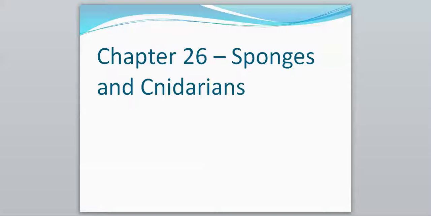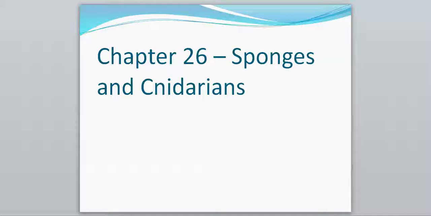Hey, hello Bio 2. We are going to kick off the second semester with chapter 26, and it's going to be titled Sponges and Cnidarians, and these are going to be our first two groups of animals that we're going to look at. So sponges are actually animals, and cnidarians, you might not know what this means now, but you will by the end of this chapter.